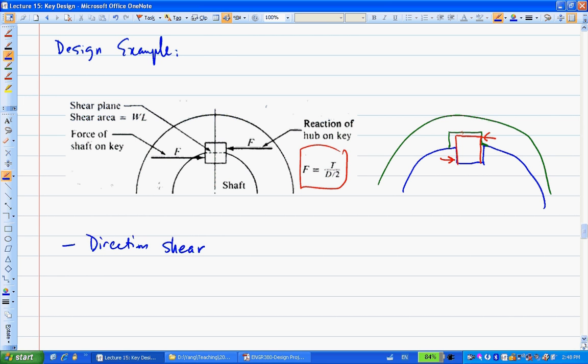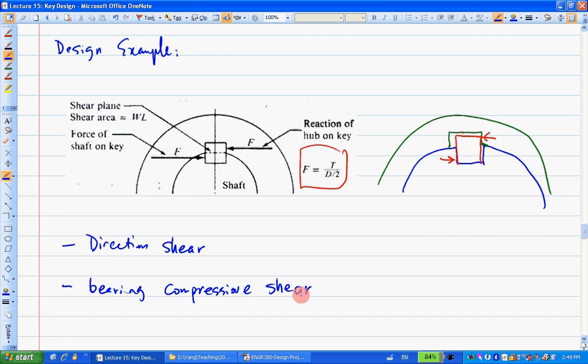Okay, one is called direct shear, and the other is called bearing compressive stress. So what is the direct shear first of all? That's quite easy, because the key is under the force from the shaft and the force from the hub. So basically we consider there's a direct shear right at this dashed line location, the cross section at the dashed line location. That's a direct shear.